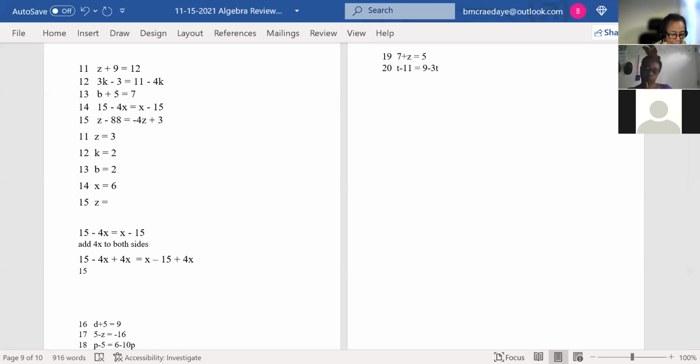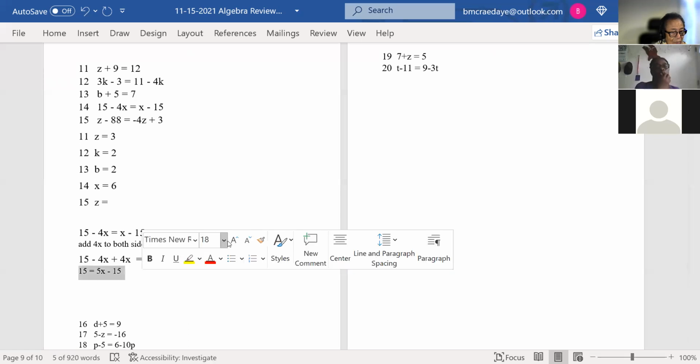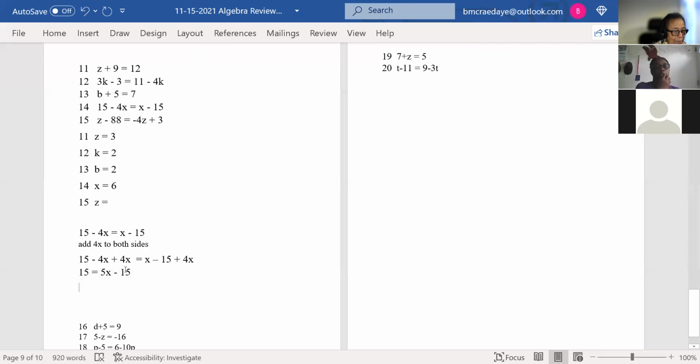15. And so I have an x plus 4x is what on the right side? 1x plus 4x, Maureen? It is 5x. Very good. Okay. And minus 15. Then what do I do next? How do I get my 15s together? By subtracting 15 from both sides.